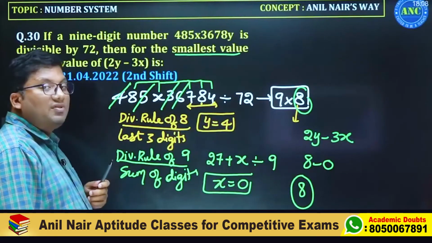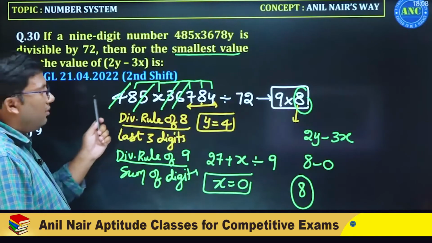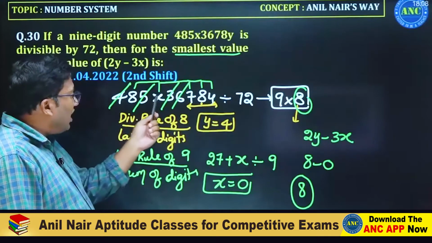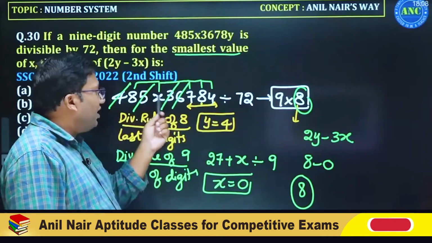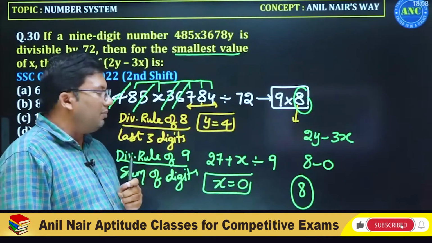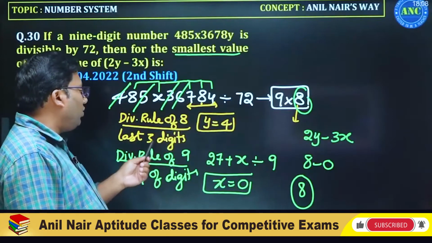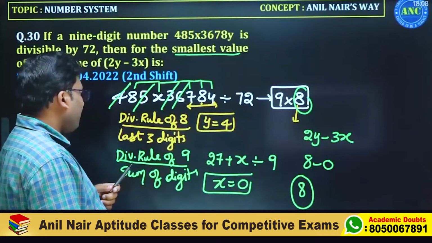This number is divisible by 72. 72 means it should be divisible by 9 and 8. For it to be divisible by 8, the last 3 digits should be divisible by 8. Which value of y will make the last 3 digits divisible by 8? The y value is 4.